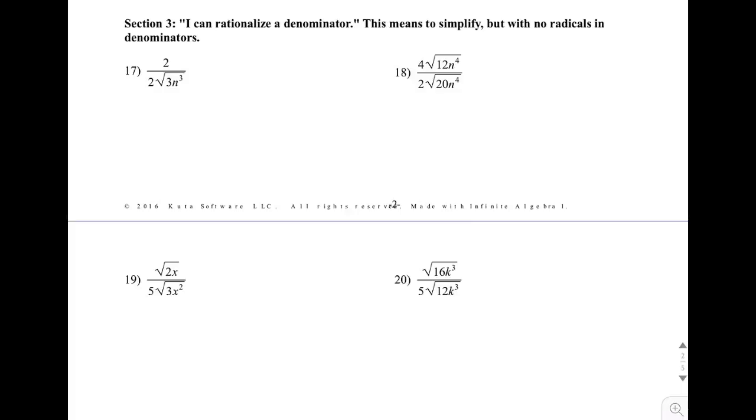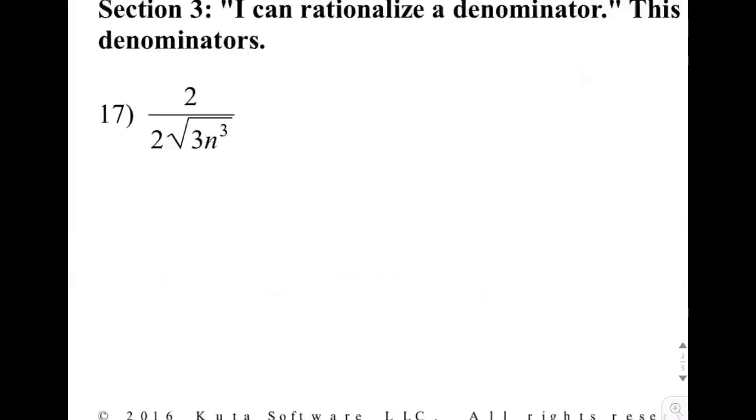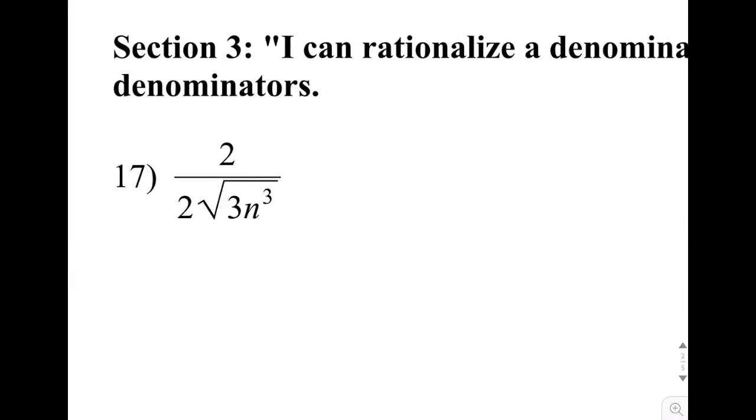In the next section we look at a much more intense form of radical division where the bottom does not come out cleanly and requires you to take an extra step called rationalizing the denominator. Let's do an example first and let's talk about why you would ever do such a thing. So we see we have a 2 over a 2 square root 3n to the third.